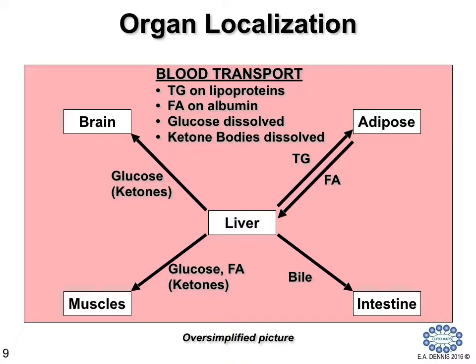The liver also makes lipoproteins, which contain a large amount of triglycerides that are produced and delivered to the adipose tissue. And when energy is needed, the adipose tissue is activated to release free fatty acids that return to the liver.